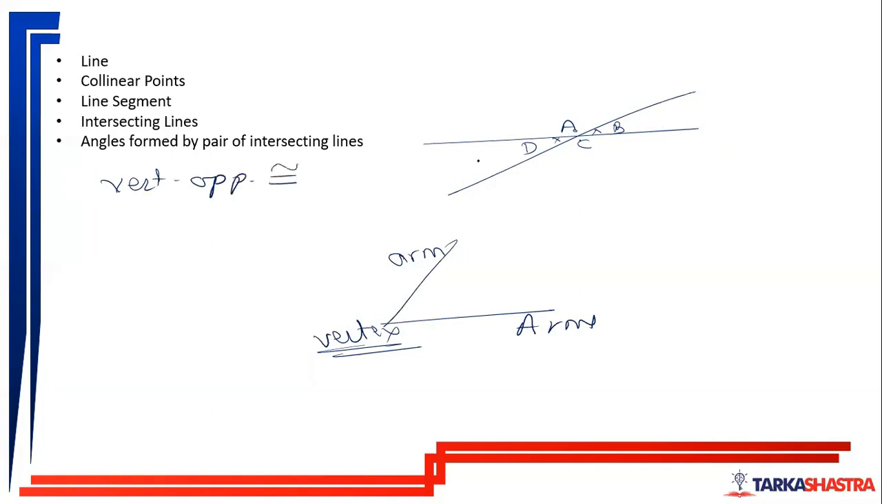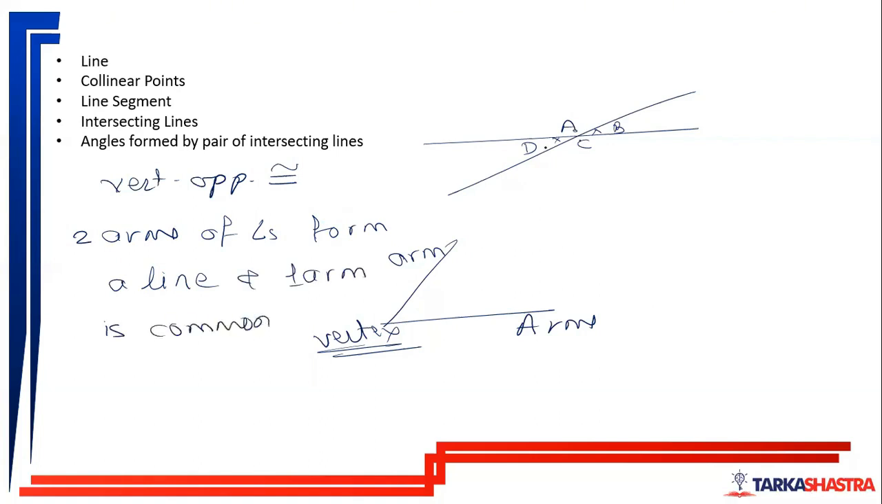Apart from this, A and B are called linear angles. Why? Because two arms of the angles form a line. If two arms of two angles form a line and one arm is common, then those two angles are always called linear angles, and they are always supplementary. Linear angles are always supplementary. Please remember this.